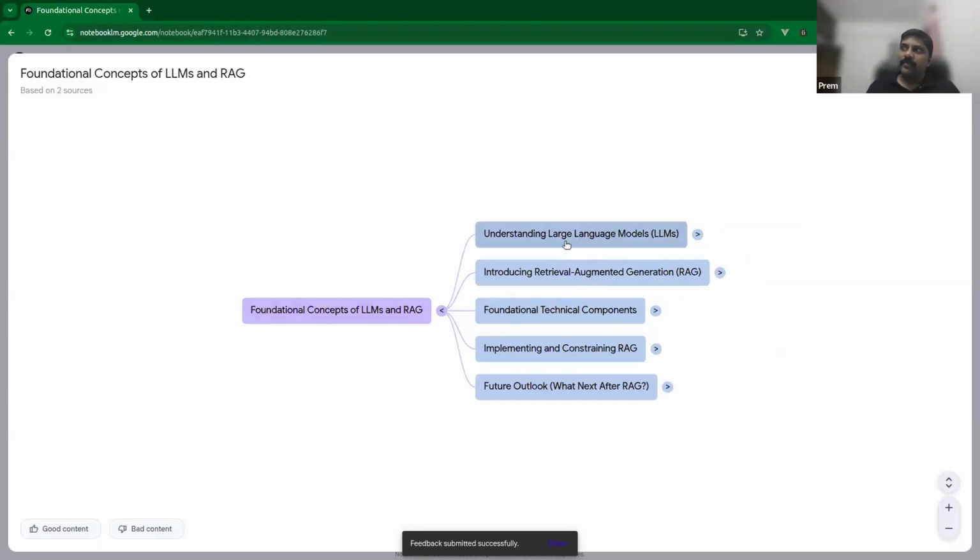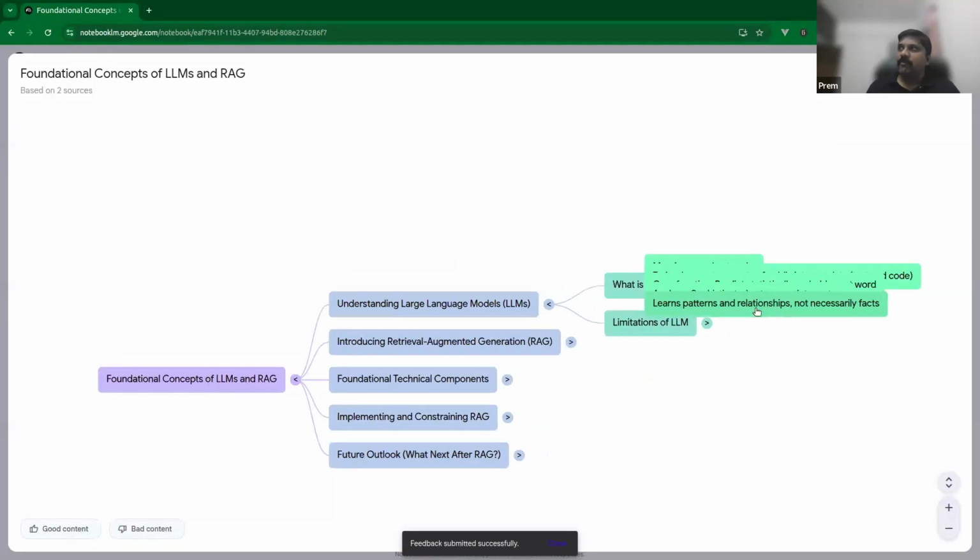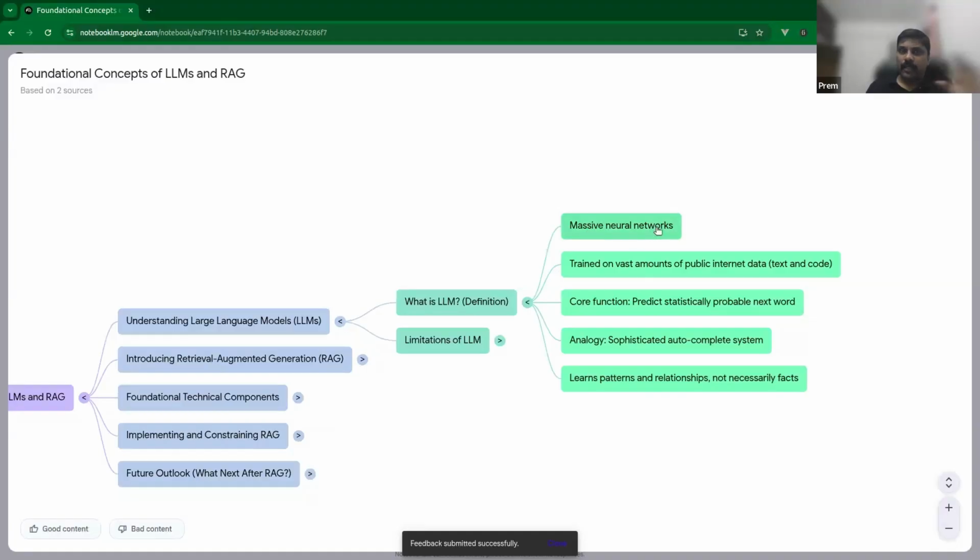First, we have just understood the large language model. So what is a large language model? Basically, a large language model is a massive neural network. There is a lot of work, a lot of GPUs went into building that neural network, and it was trained on a vast amount of public internet data. We just discussed that, and its core function is predicting the statistically probable next word. What is the highest probable next word?